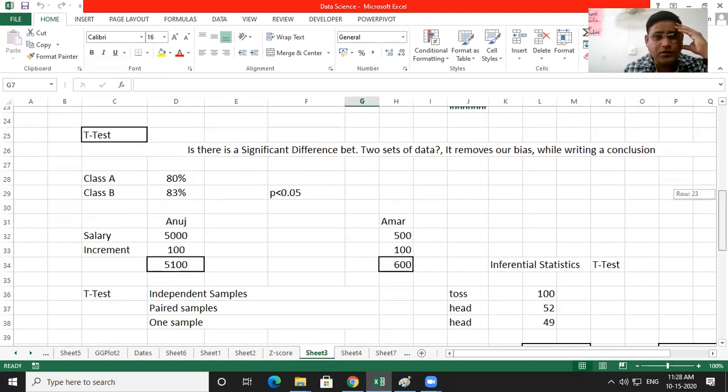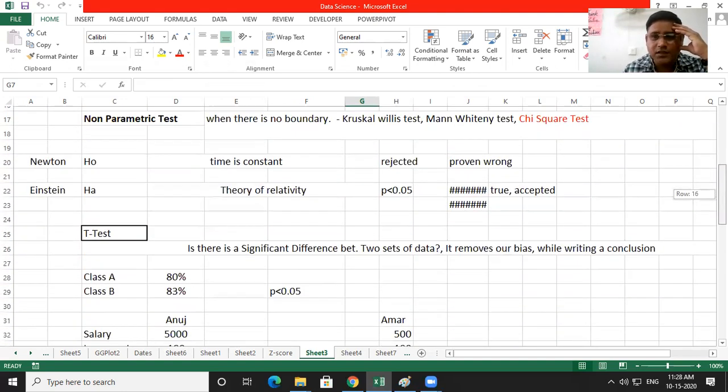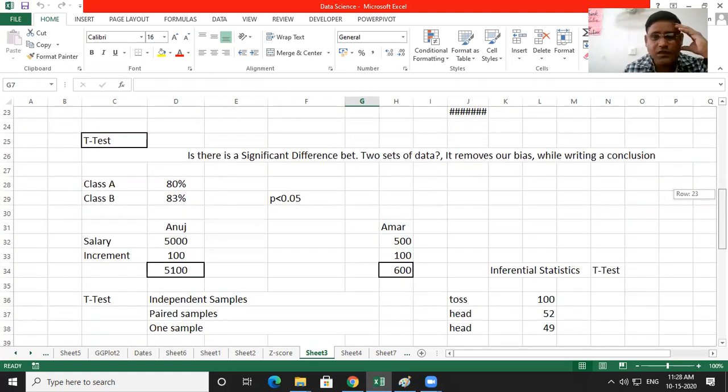Now, if we talk about the parametric tests, number one is our t-test.